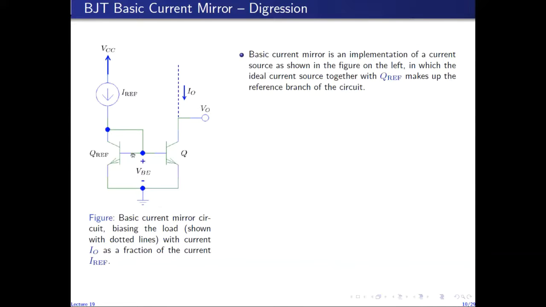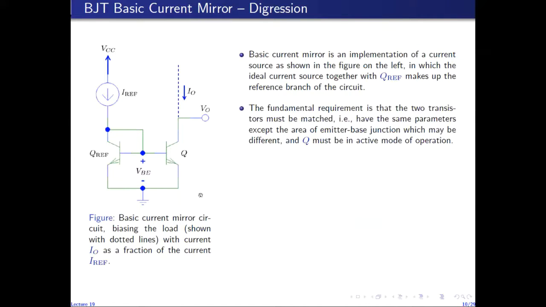And the base to emitter voltage, because of this physical short circuit, is equal to the collector to emitter voltage. So when the transistor is conducting, this base to emitter voltage is typically 0.5 to 0.7 volts, which is greater than the saturation voltage of the device. So this diode connected device will always be in active mode.